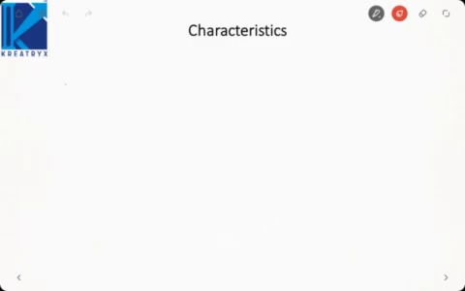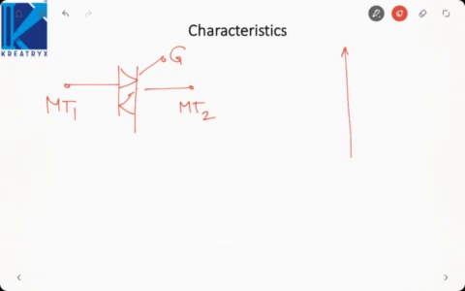Next we consider triac. Triac behaves like two SCRs in anti-parallel. So this is termed as main terminal 1, main terminal 2 and gate. Why main terminal 1 and main terminal 2? Because it is a bidirectional device. It can carry current in both directions. So we cannot define anode and cathode, because if we define anode and cathode, then current always flows from anode to the cathode. So that is why triac will be named as main terminal 1 and main terminal 2.